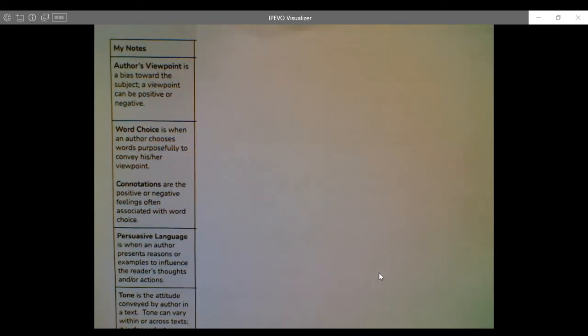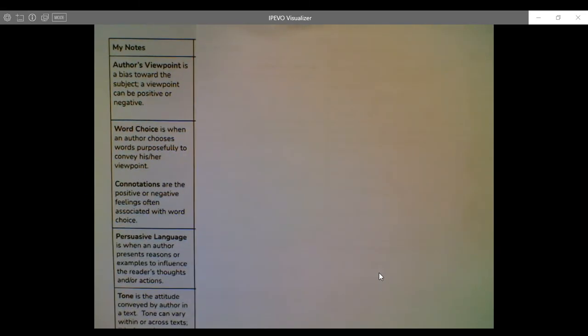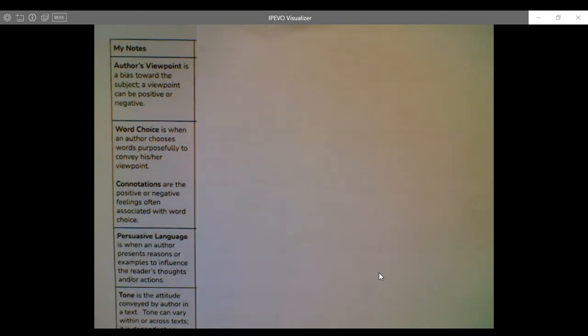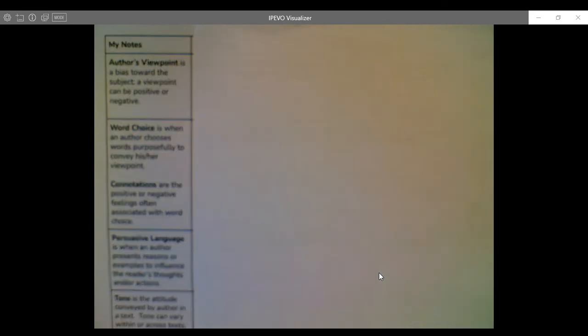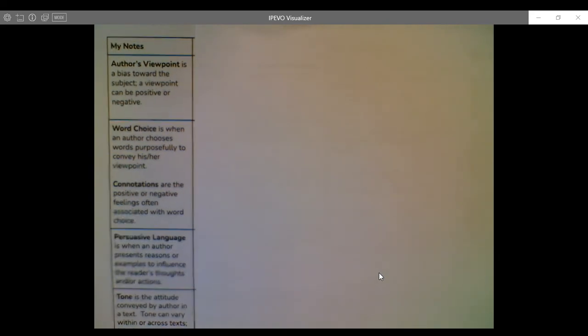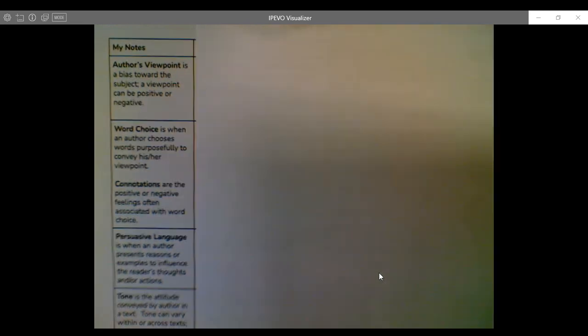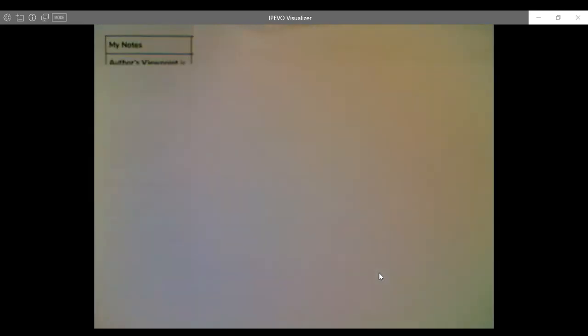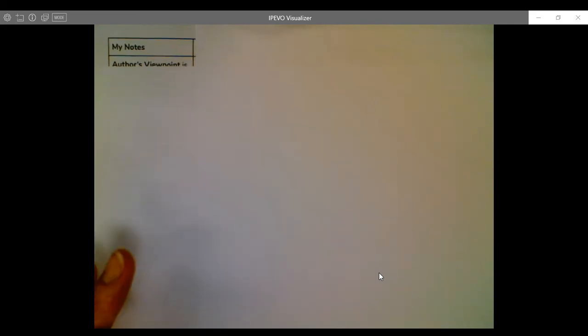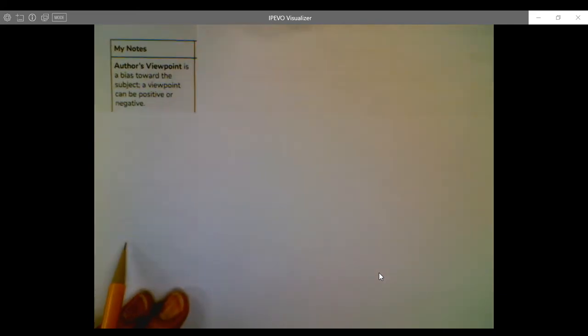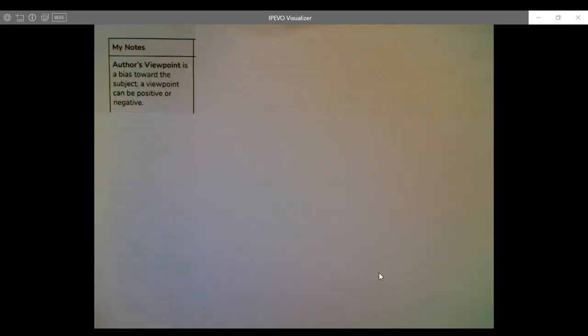All right, we are going to talk about the graphic organizer that you will fill out based on what we just read together. So first, I want you to remind me what author's viewpoint is. All right, so remember, author's viewpoint is a bias toward a subject, so it can be positive, negative, or neutral.